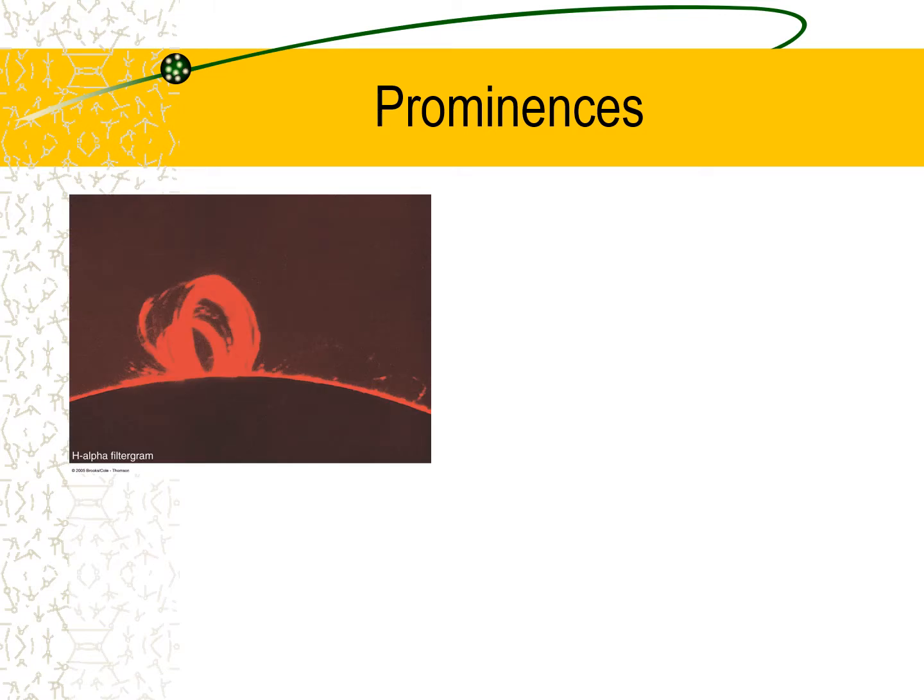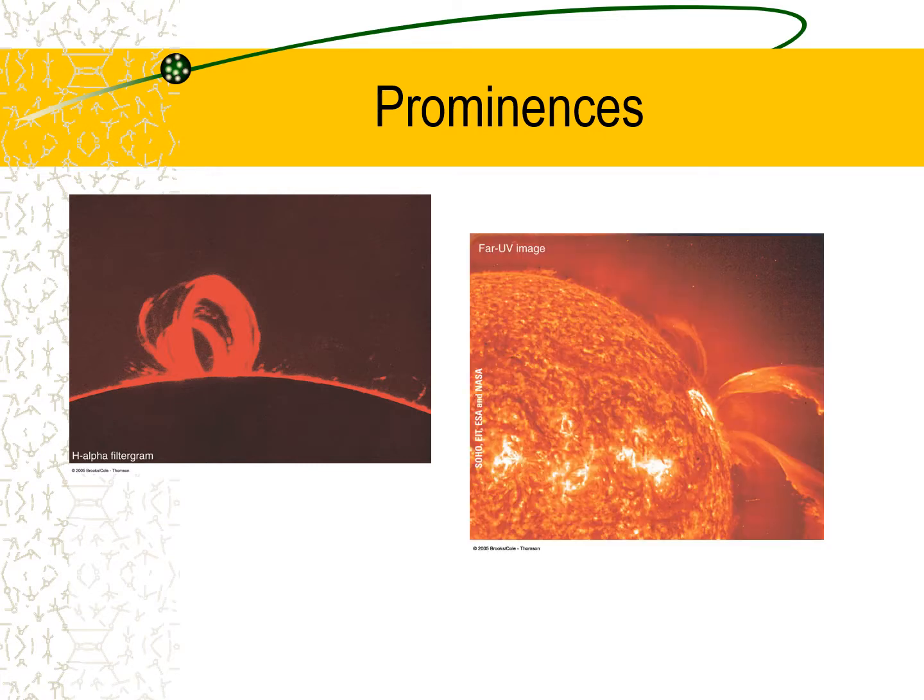Here's a picture of a prominence. We would call this one a quiescent prominence. And here you can also see a quiescent prominence, and then you can also see sheets being thrown up from the surface. Notice that this is in the far UV image range, so that tells us that these are extremely high energy right here.